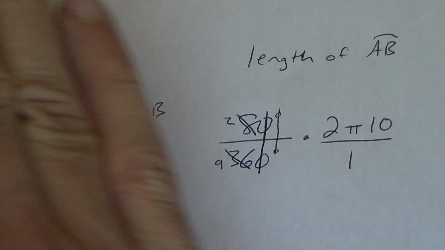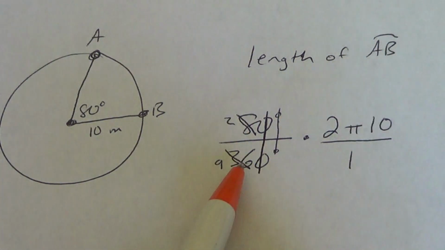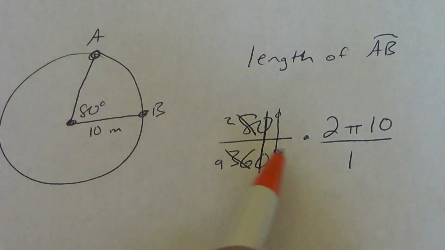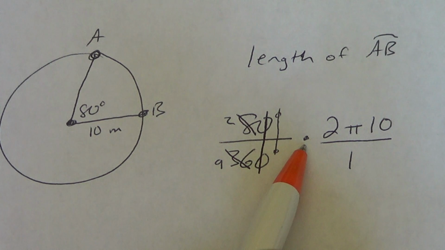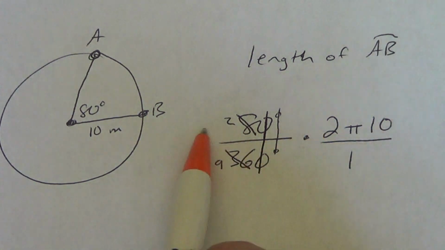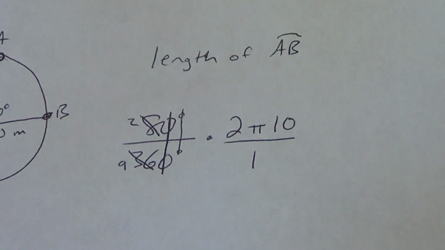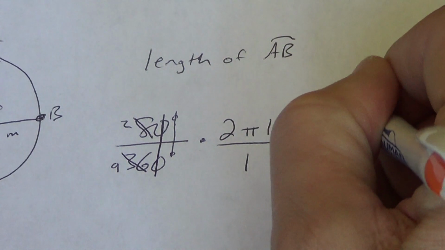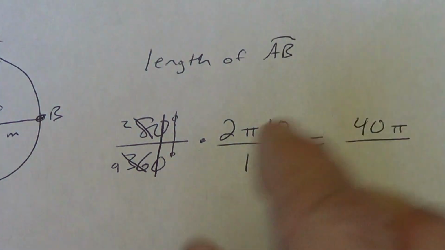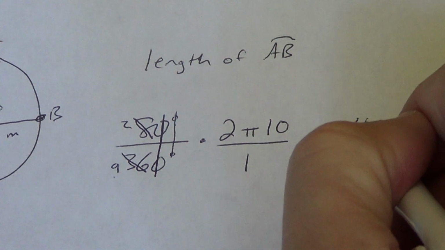Now we multiply straight across. Do not cross multiply. I've seen that way too many times. That's what you do when you have an equals sign in here. This is not an equal sign, it's a times sign. So multiply straight across. 2 times 2 is 4. 4 times 10 is 40. Don't forget pi. So this equals 40 pi over 9 times 1 is 9.